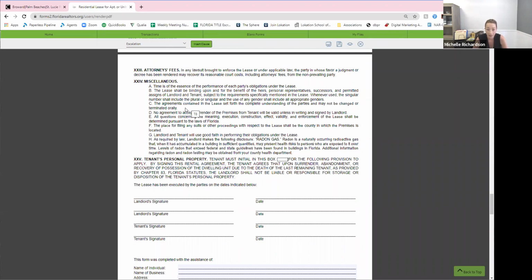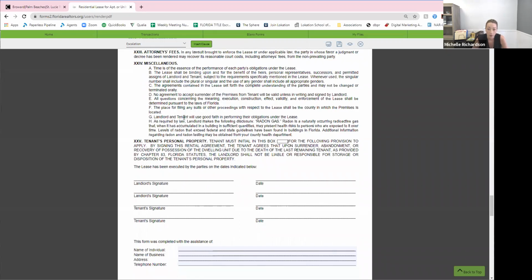We have it up in the paperless pipeline reference tab. You cannot use a real estate sales release and cancellation for a lease termination. It doesn't work. The boxes do not match up to the lease whatsoever. So inside the reference tab under the rental forms, there is a release and cancellation that you must use with the proper verbiage to be able to release out of a contract to lease or out of a lease. So make sure you're using the right form.